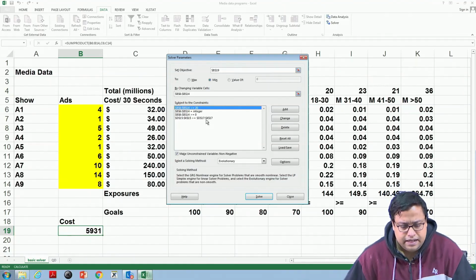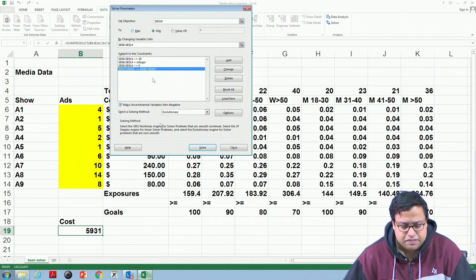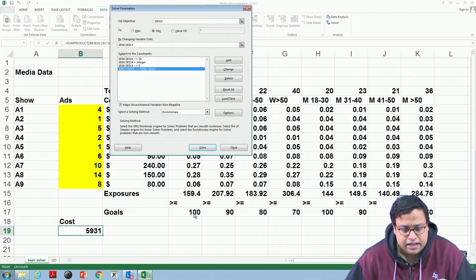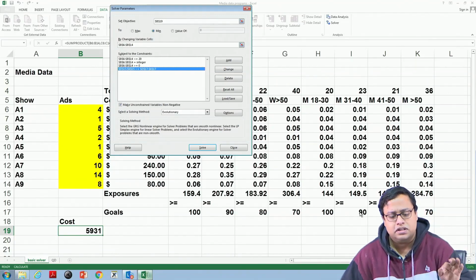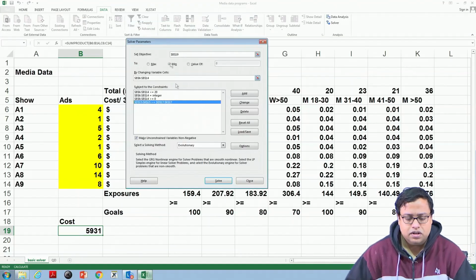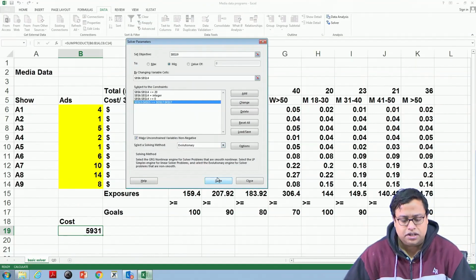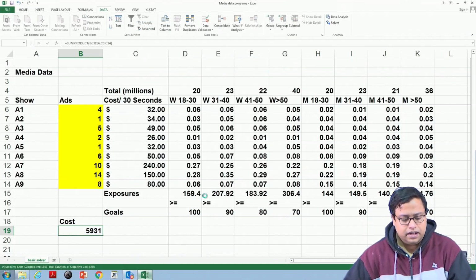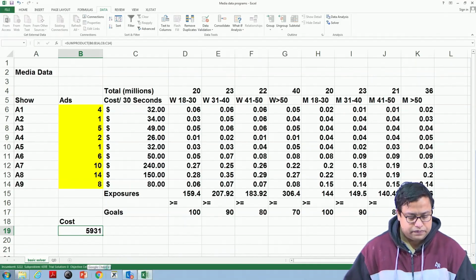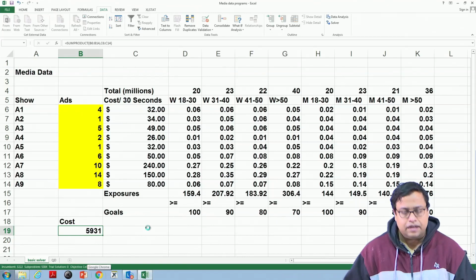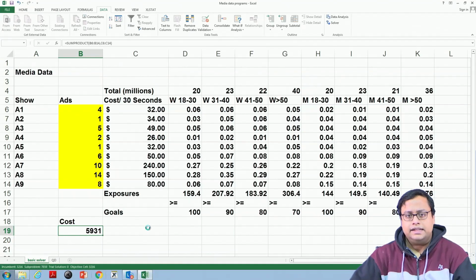And D15 to K15, that means basically these exposure values, has to be higher than D17 to K17, that means the goal values. The exposure values have to be higher than the goal values. I select the method as evolutionary and I try to solve it. And it is trying to solve it, already I have reached 3222, and I will wait for some time to let it solve and see how it goes.